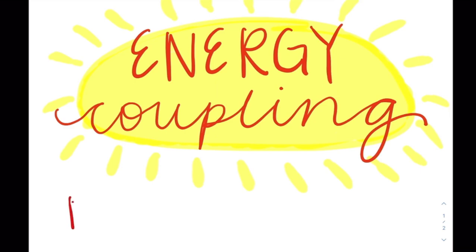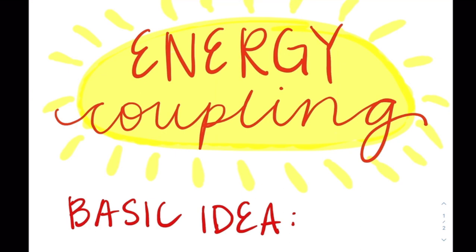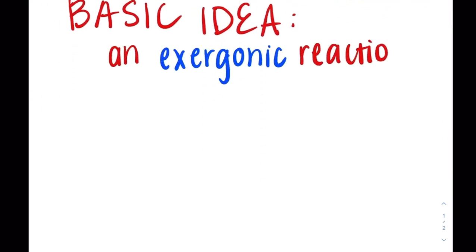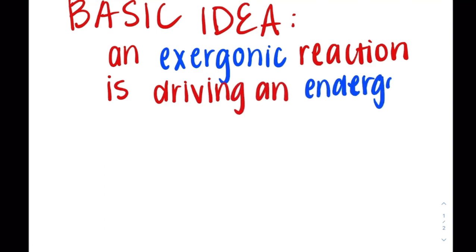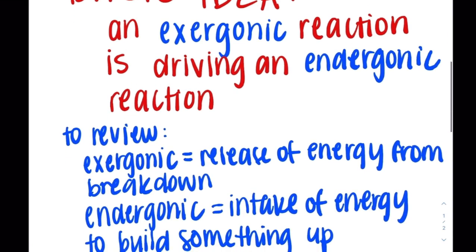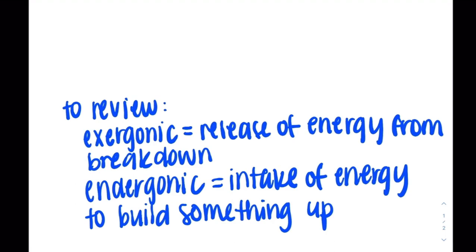So now that we've talked about the three types of cell work, we can talk about energy coupling. The basic idea behind energy coupling is that the energy from an exergonic reaction is used to drive forward an endergonic reaction. Just to review, an exergonic reaction involves the release of energy from a chemical breakdown, and an endergonic reaction involves the intake or absorption of energy from building something up.